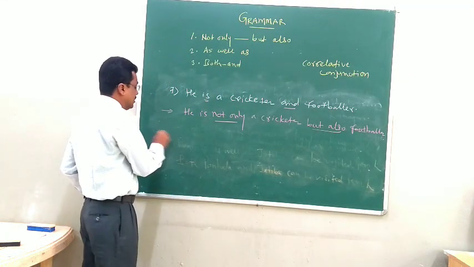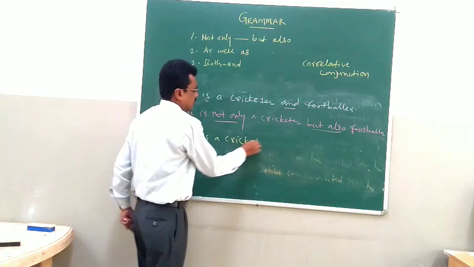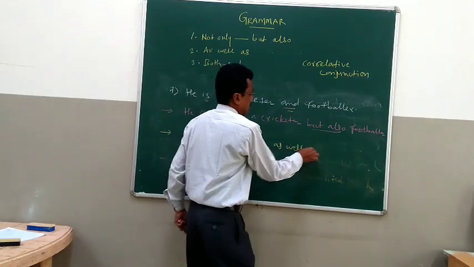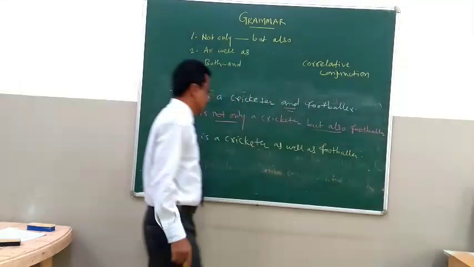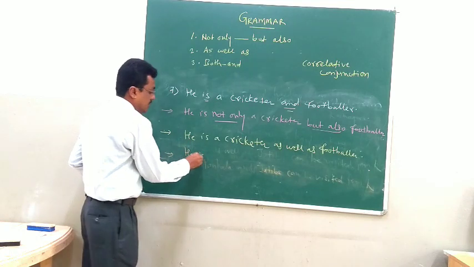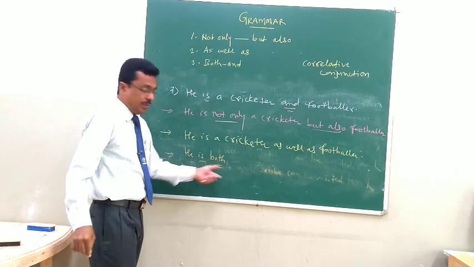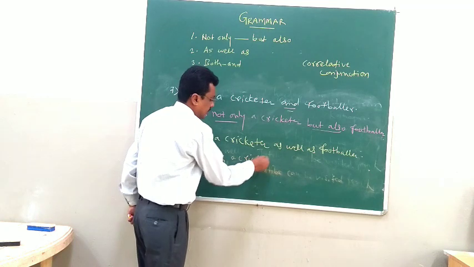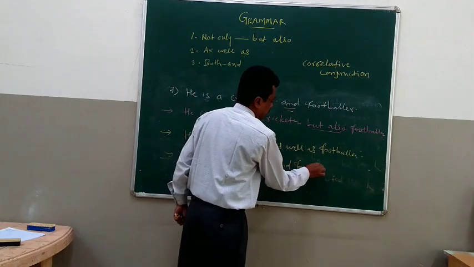How do you use "as well as"? He is a cricketer, right? First part of the sentence. In place of "and", "as well as" footballer. Third sentence, how can we use "both and"? He is both, after the helping verb, "both". He is both a cricketer and footballer.